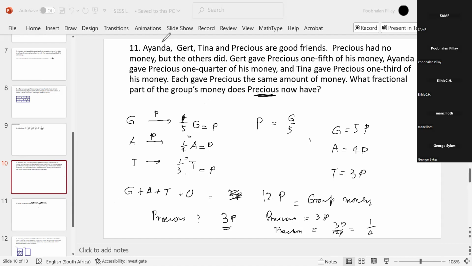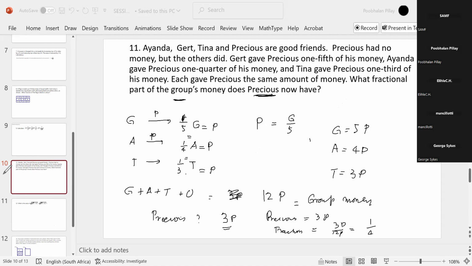So the way we did this is that we did it systematically, taking each fact here and recording it separately from the others. And then eventually we see, I should have done this because this is the impression I gave you earlier on. What fraction of the group's money does Precious have? We should have said at the outset, what are we going for? What is the goal?